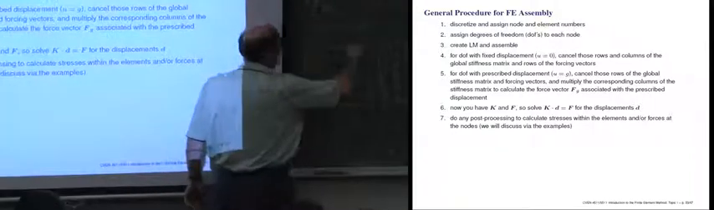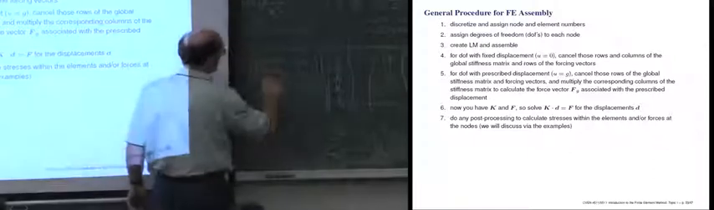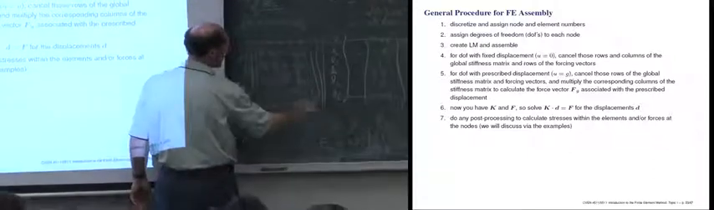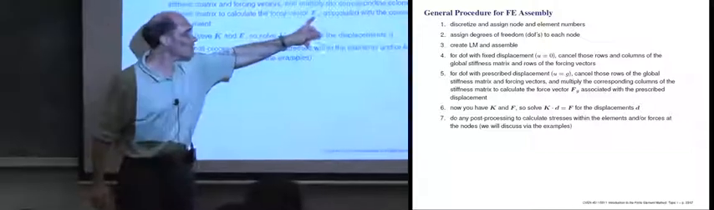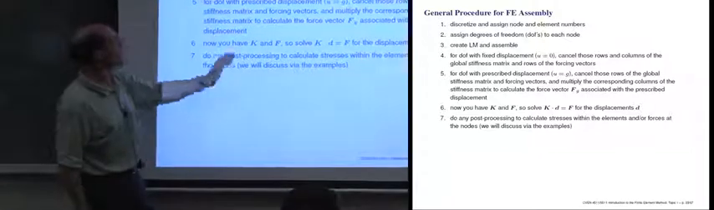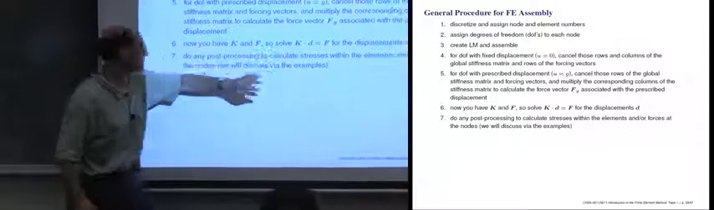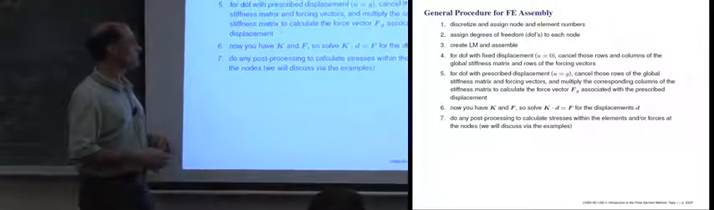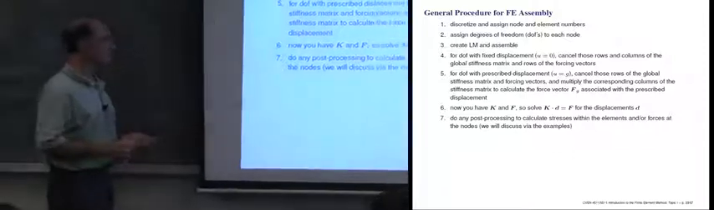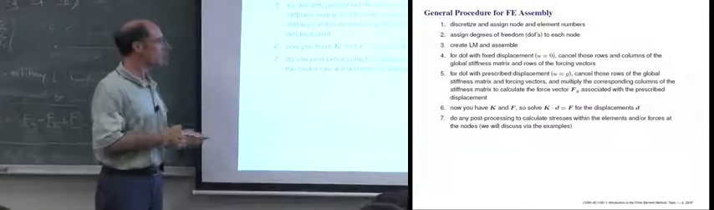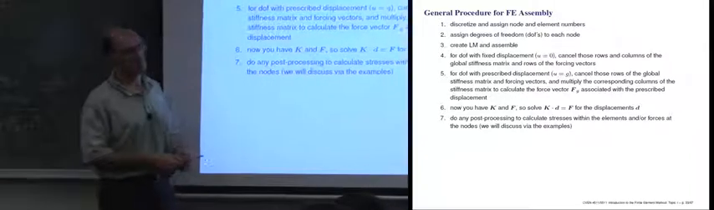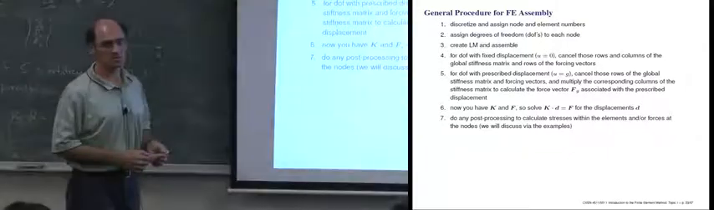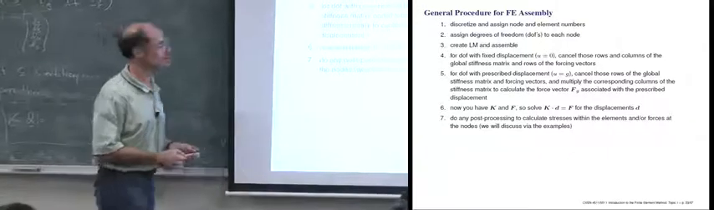So C1 canceled the row, and D1 canceled the column, but in this case, C6 canceled this row, but D6 pulled out that column, to give you a forcing vector associated with the applied displacements. Once you have that all done, you have KD equals F, and then we do some post-processing. For these types of problems, when you're designing, like stretching a bar, you're often not as interested in the displacements as you are in the stresses. That's why the finite element method is sometimes called a stress analysis, because we want to find the stresses. That's ultimately what we want.